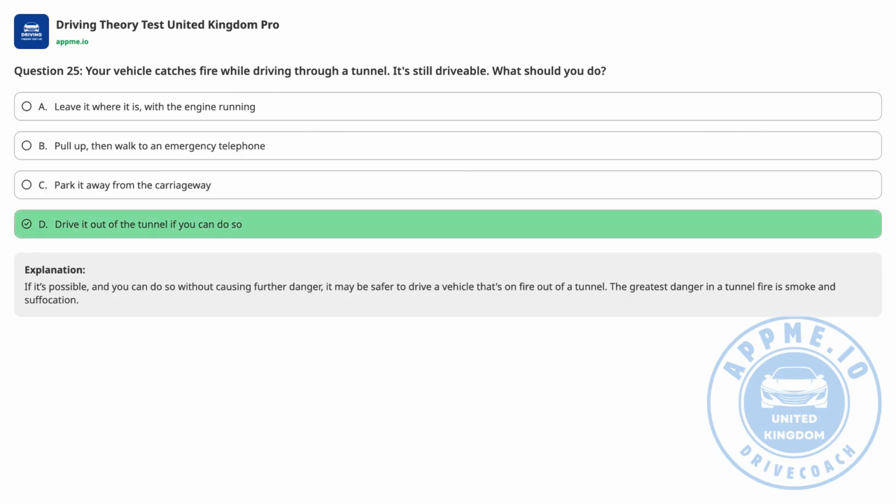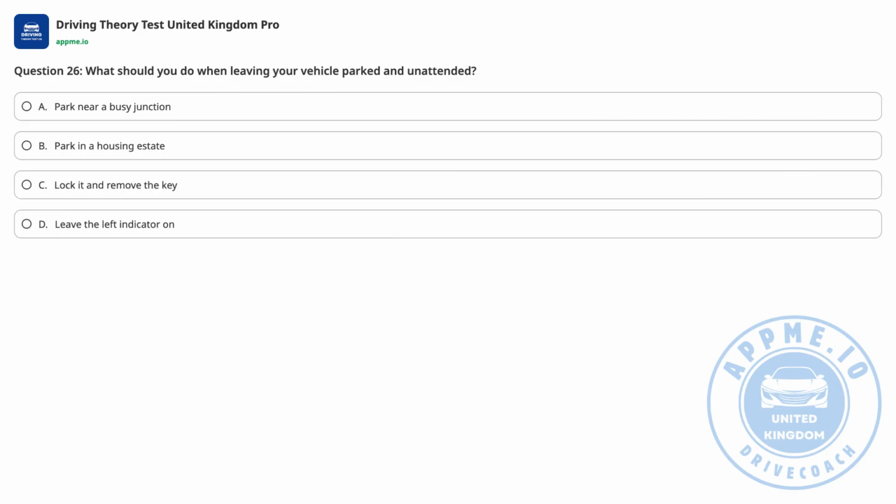The correct answer is D. Question 26. What should you do when leaving your vehicle parked and unattended? A. Park near a busy junction. B. Park in a housing estate. C. Lock it and remove the key. D. Leave the left indicator on.